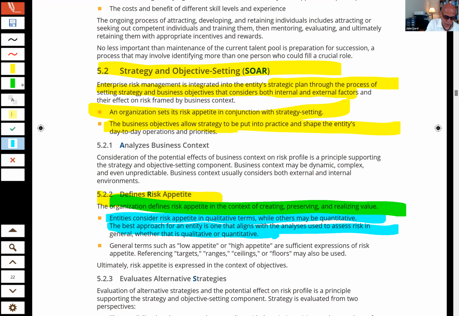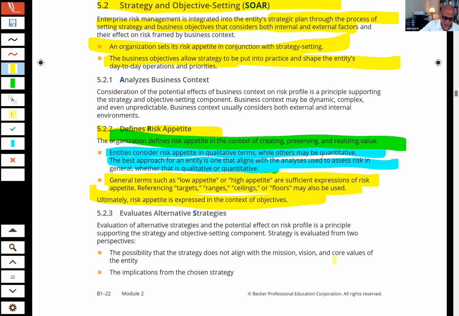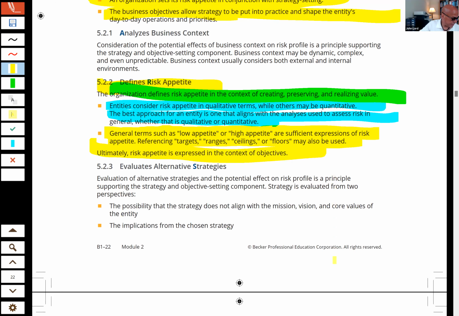And so in general terms, and this is what I was debating having a flashcard, but I don't think it's necessary for you to flashcard that, you could have a low appetite, high appetite, or sufficient exposures to risk. Appetite referencing targets, ranges, ceilings, or floors may also be used, okay? And so ultimately, risk appetite is expressed in the context of objectives, okay? So entities can have different risk appetites, right?